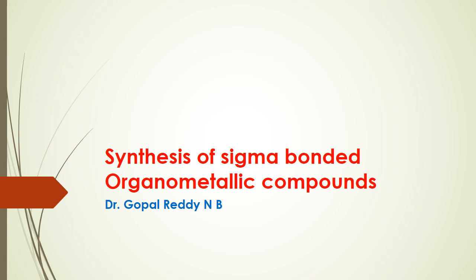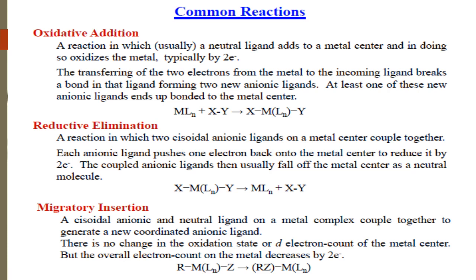So let us see what are the possible types of reactions happening in organometallic compounds while preparing sigma bonded compounds. Here I'm going to discuss a few common reactions: oxidative addition, reductive elimination, migratory insertion. These are the few reactions commonly happening in organometallic compounds, that means when a ligand is approaching the central metal atom. So these are the possible reactions. Let us discuss one by one.